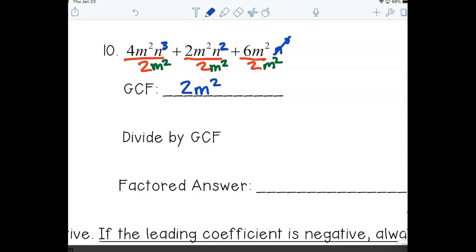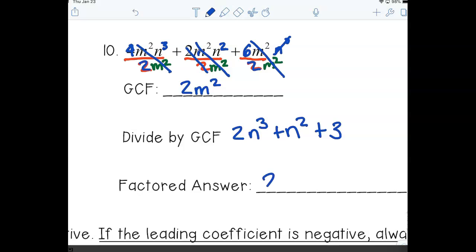When I divide by 2, 4 divided by 2 makes 2. M squared divided by m squared cancels, and I get n to the third left over. 2 divided by 2 cancels, m squared divided by m squared cancels, and I'm left with n squared. Make sure you put that plus sign to differentiate that it's a new thing. Okay, then 6 divided by 2 makes 3. M squared cancels, and I had no n's anyways.